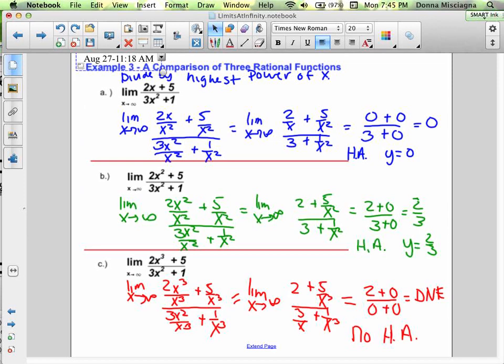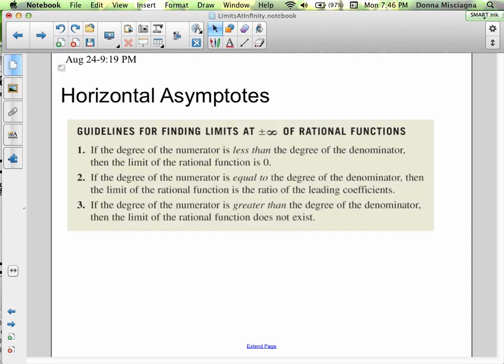So we can use the degree of the numerator and denominator to help us find limits. And in a later lesson, we'll actually be looking at some of those shortcuts. This lesson is going to focus on horizontal and vertical asymptotes. All right, so we've looked a little at horizontal asymptotes. We're going to come back to them.